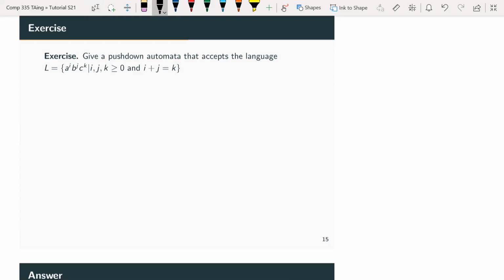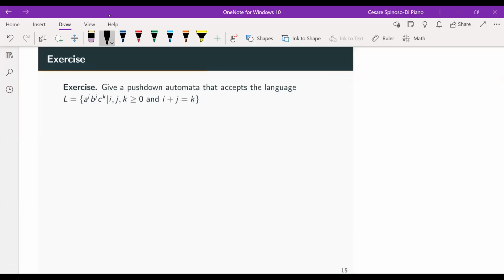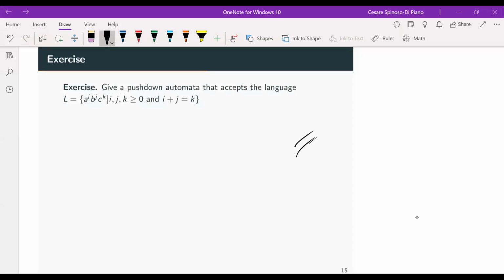Perfect moment for OneNote to stop working. Give me 2 seconds. Sorry about this, guys. Your screen, share.